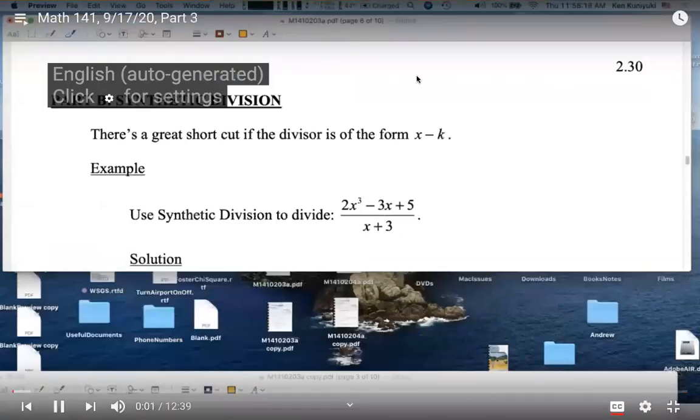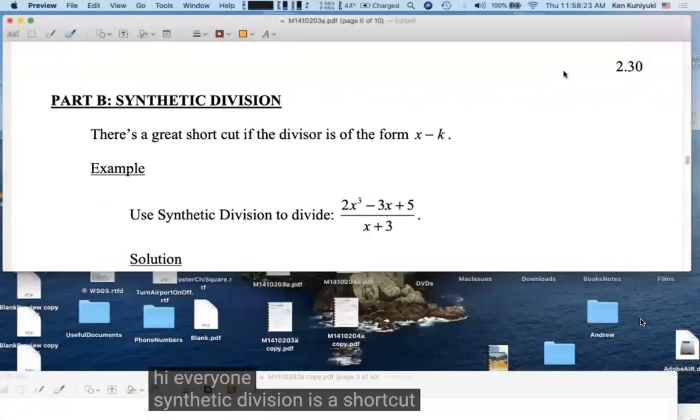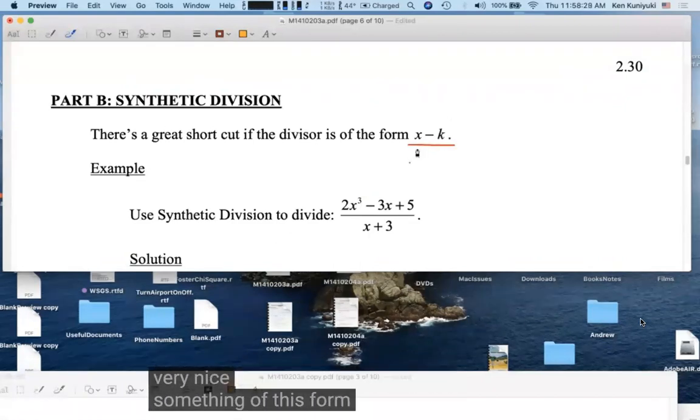All right. Synthetic division. Hi, everyone. Synthetic division is a shortcut alternative to long division when the divisor is very nice, something of this form, x minus k.